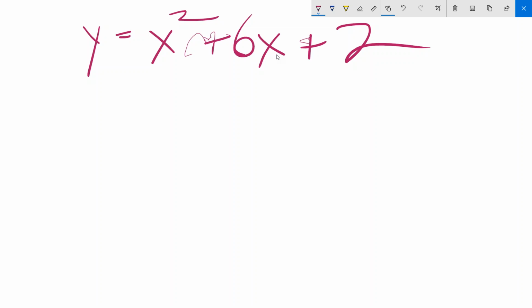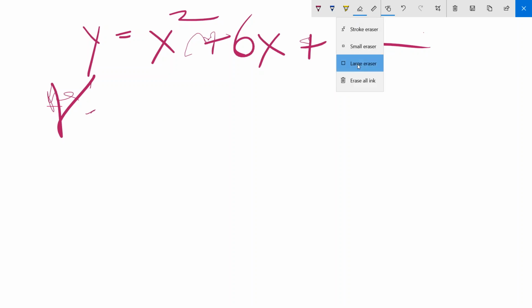However, let's go back and read the instructions. What do they want to know? They want to know the vertex, correct? Yes. Okay. They wanted to know it by putting it in vertex format. There's a lot of subtleties in algebra. There's multiple ways of doing stuff.